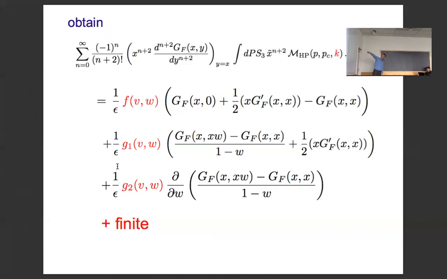All these pieces that I've written down here, f, g1, and g2, are just regular functions of d and w. They have pole terms, so they all should cancel in some sense in the end, right? Plus, you have a whole bunch of finite contributions. And it is very, very hard, at the moment anyway, to compute these finite contributions. And of course, you need them in the end. If you want to get a serious NLO result, you need them. That's what you're after, right?